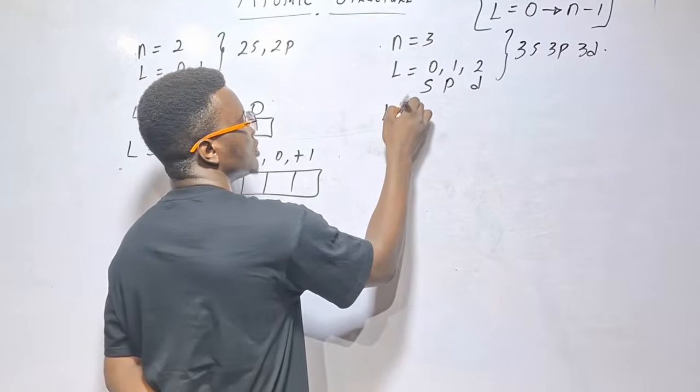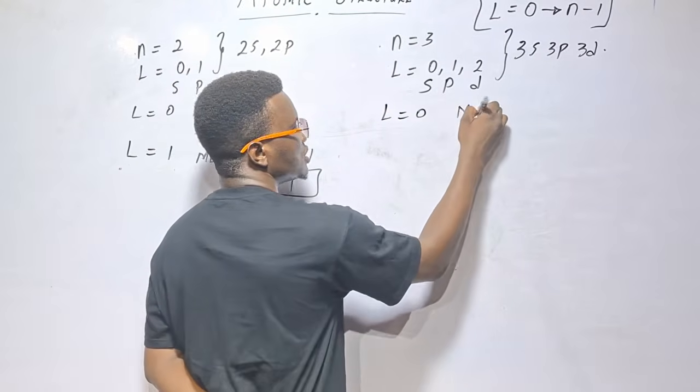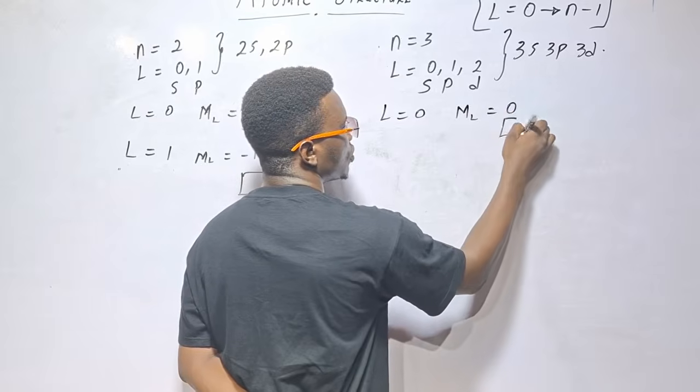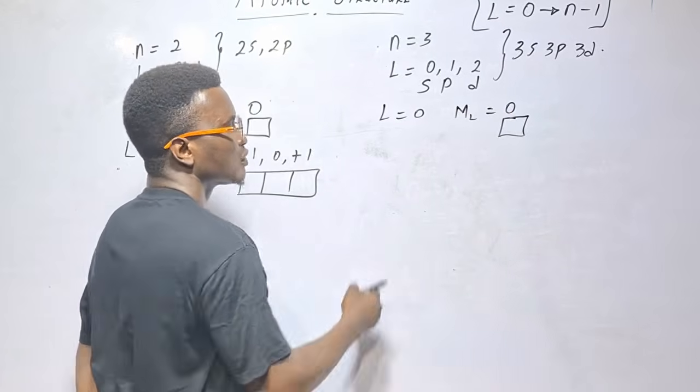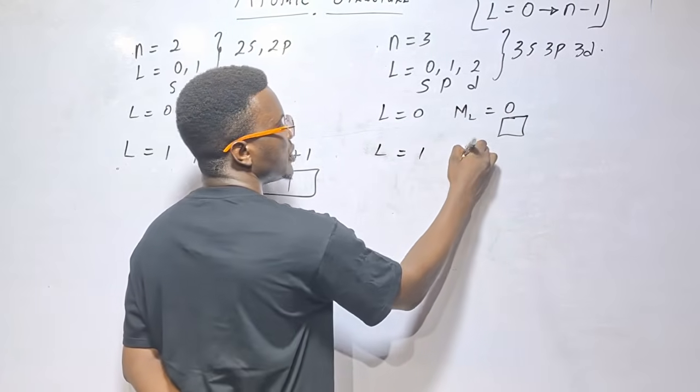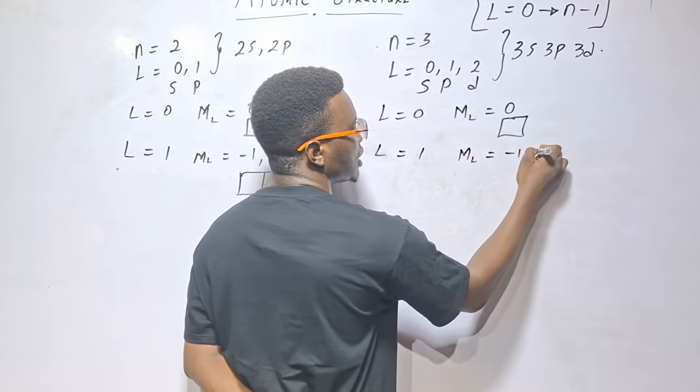So now let's find the value for ML. If L is 0, ML is going to be 0, meaning that is just one-fold degenerate.